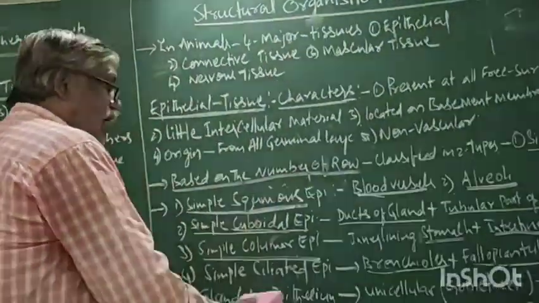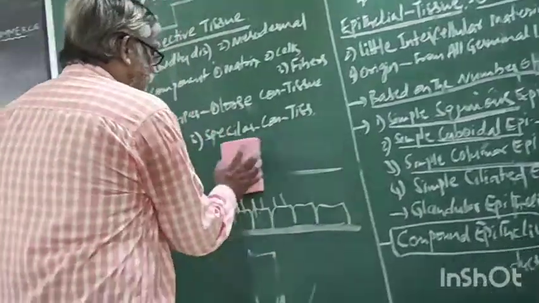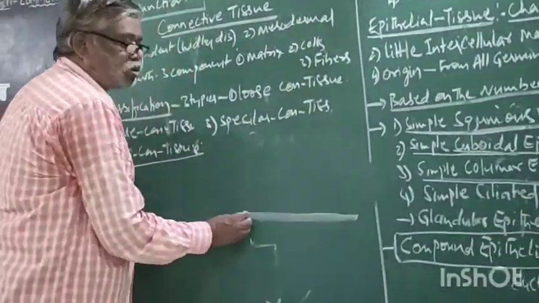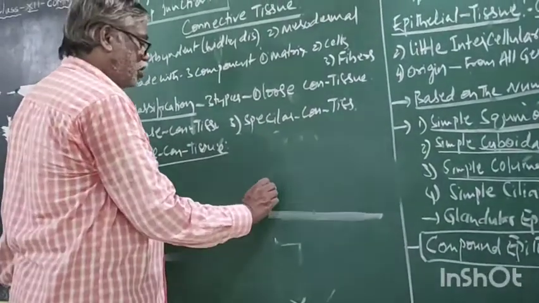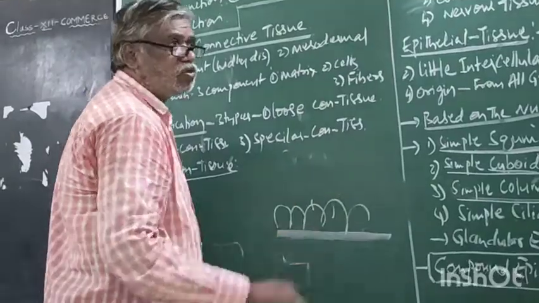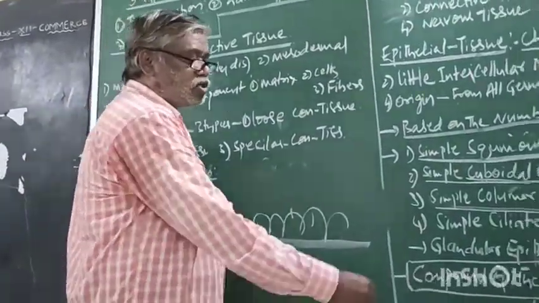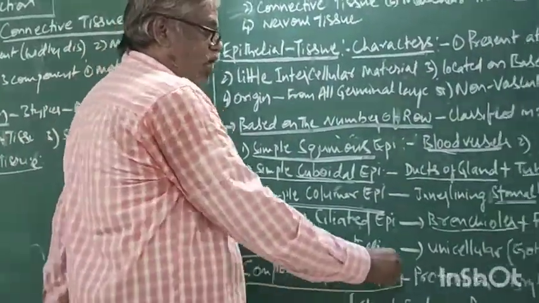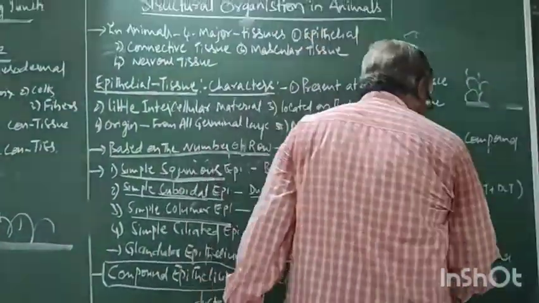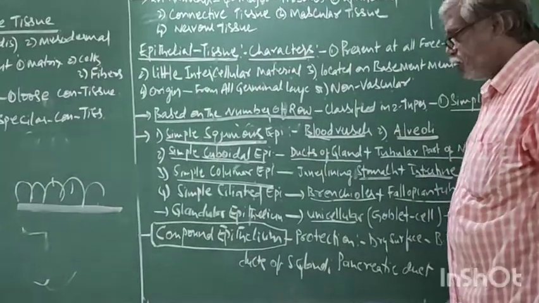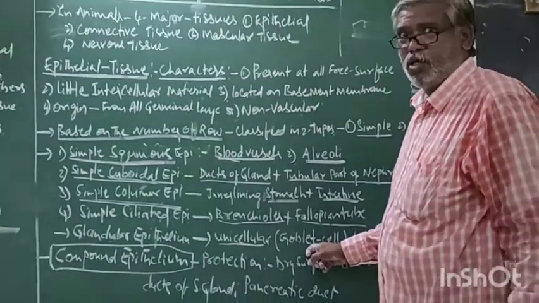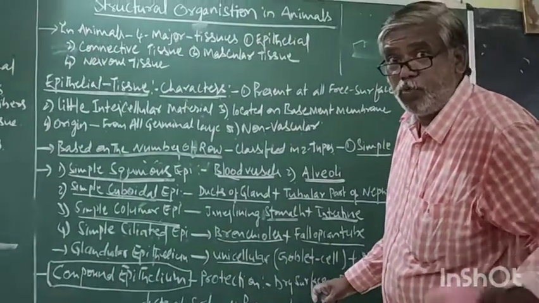Now, glandular epithelium. It has a basement membrane, and the cells may be cuboidal or columnar. They always have a secretion function. This is called glandular. Generally, glands are unicellular or multicellular. Unicellular glands are called goblet cells. Goblet cells produce only mucus.